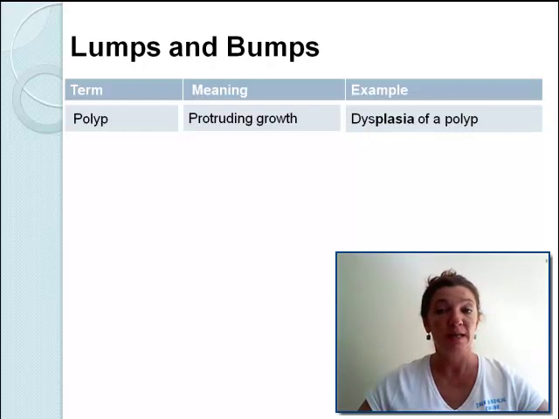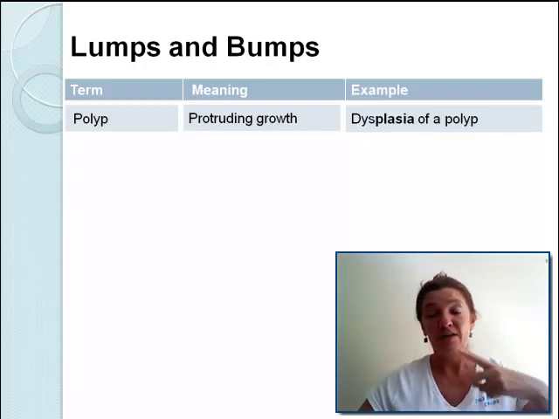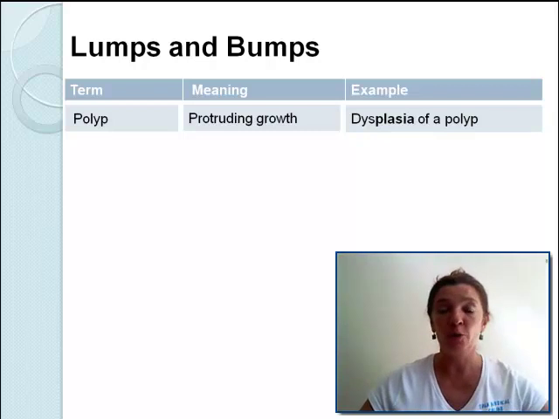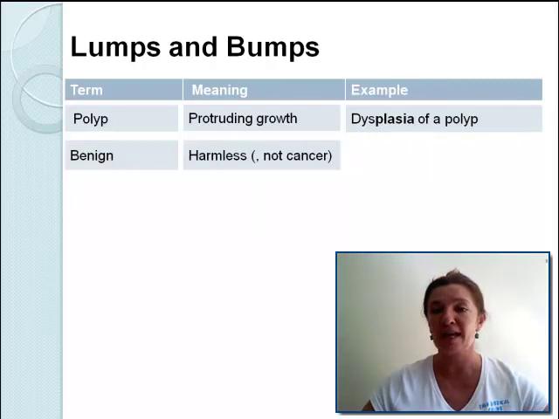You can have polyps in many places in the body. You can find polyps in the colon. You have nasal polyps, cervical polyps, the neck of the womb. They're just a protruding growth, and you can have a polypectomy to remove them. Benign means non-invasive, not cancerous, harmless.